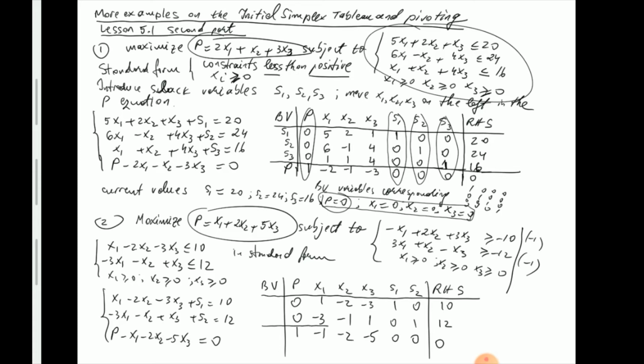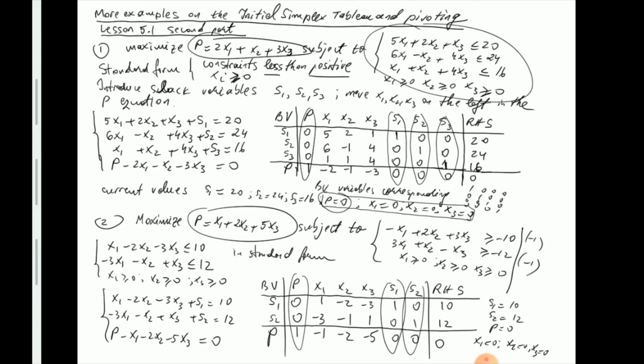Let's again isolate the last row, and the basic variables, just like before: corresponding to 1, 0, 0 is S1, corresponding to 0, 1, 0 is S2, and as always, P is the last basic variable. And the current values will be S1 equals 10, S2 equals 12, P equals 0, x1 is 0, x2 is 0, x3 is 0.